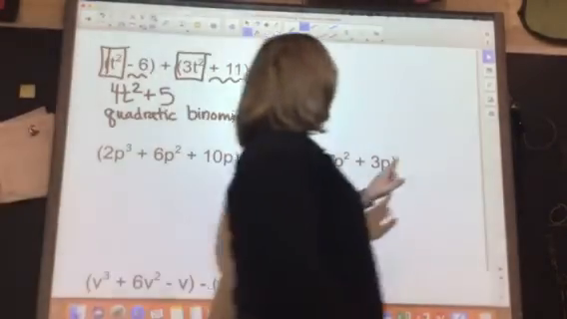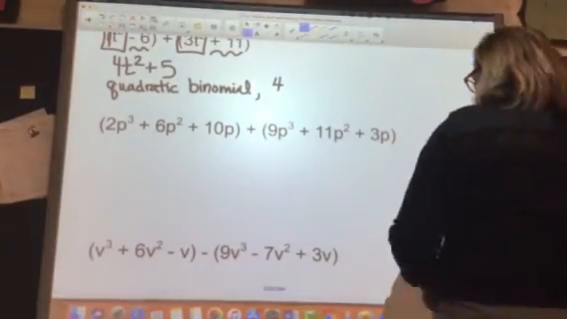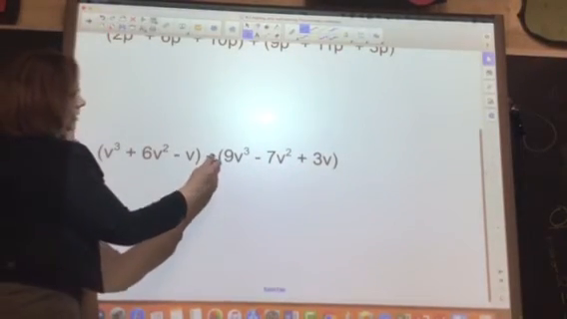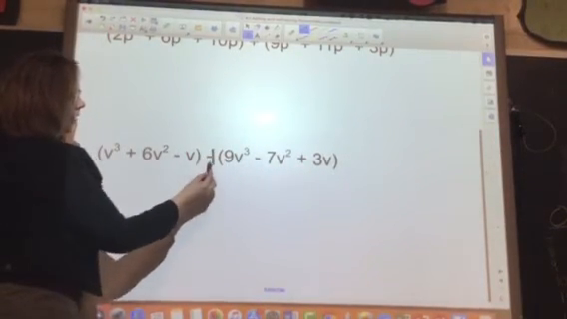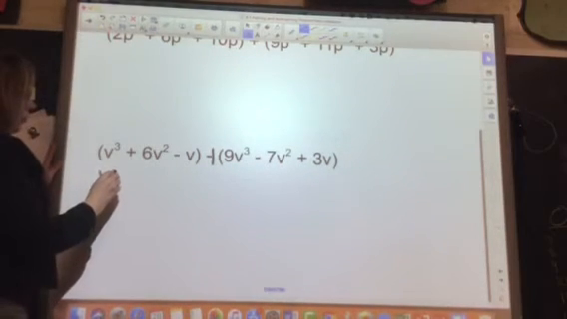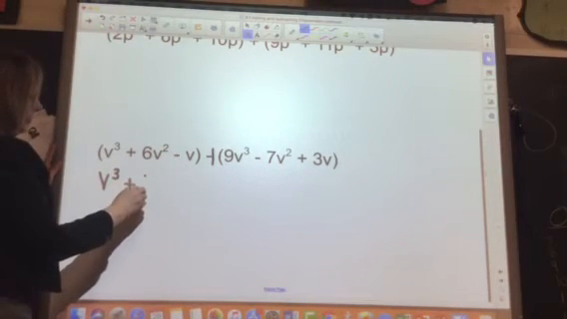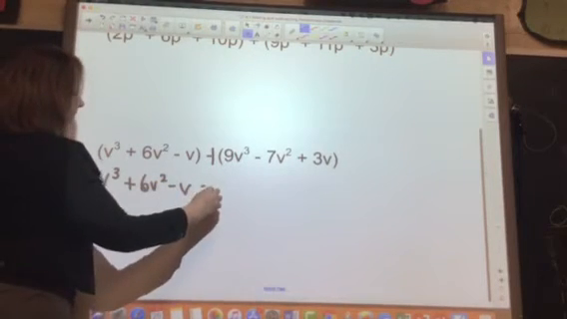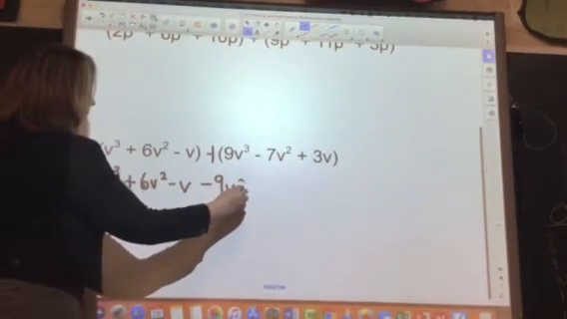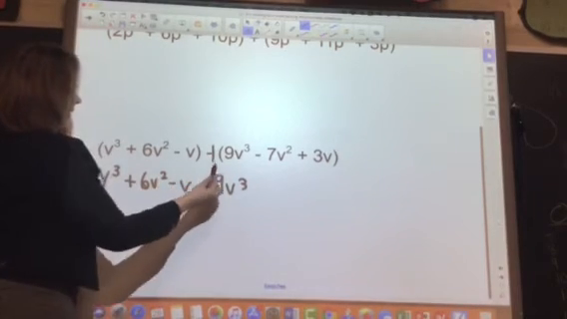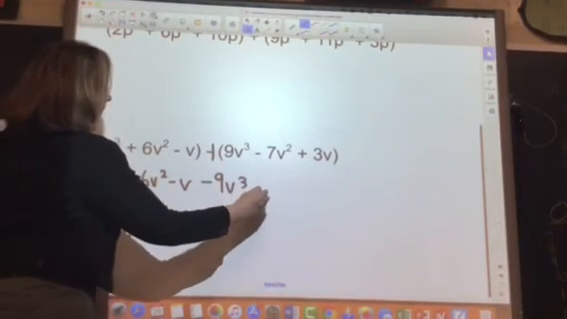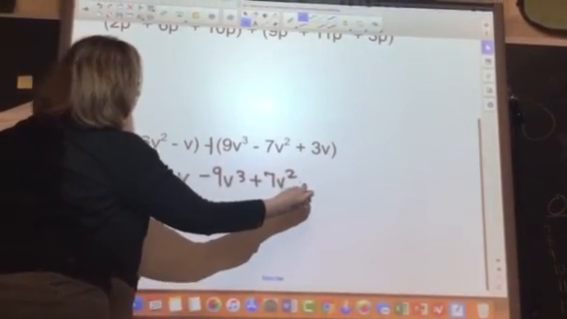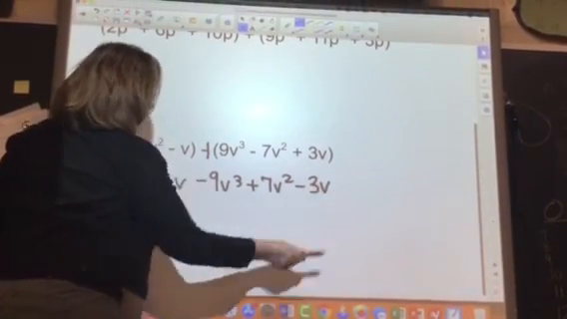I'm going to jump down to this one that has subtraction with it, because this is the only challenging piece. This is just like distributing. This is like multiplying a negative 1 through. So I'm going to rewrite it as v cubed plus 6v squared minus v minus 9v cubed, because I'm taking negative 1 times 9. Negative times a negative 7 becomes positive 7v squared. Negative 1 times a positive 3 is minus 3v.